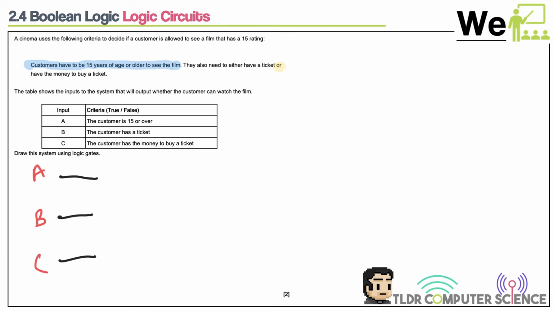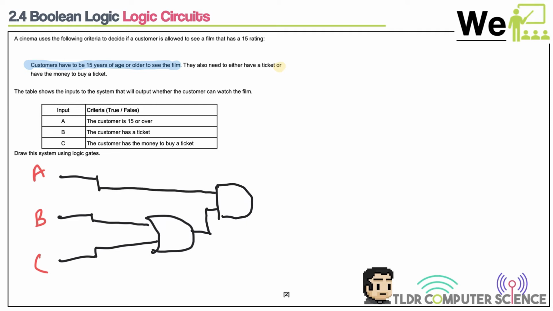Let's draw ourselves an OR gate. And what's going to go into our OR gate is going to be B and C. And then this has to be true. They have to get the ticket, but they also have to be over 15. So if both have to be true for it to work, what kind of a logic gate is it? That's right. It will be an AND gate. So the OR gate will go in here. So either they've got the ticket or they have the money to buy a ticket and they have to be over 15. And then that's our output.